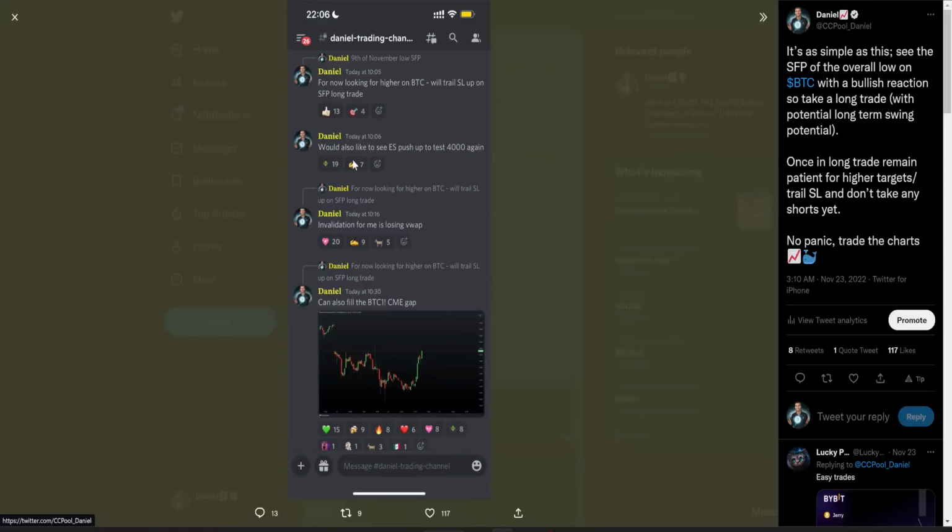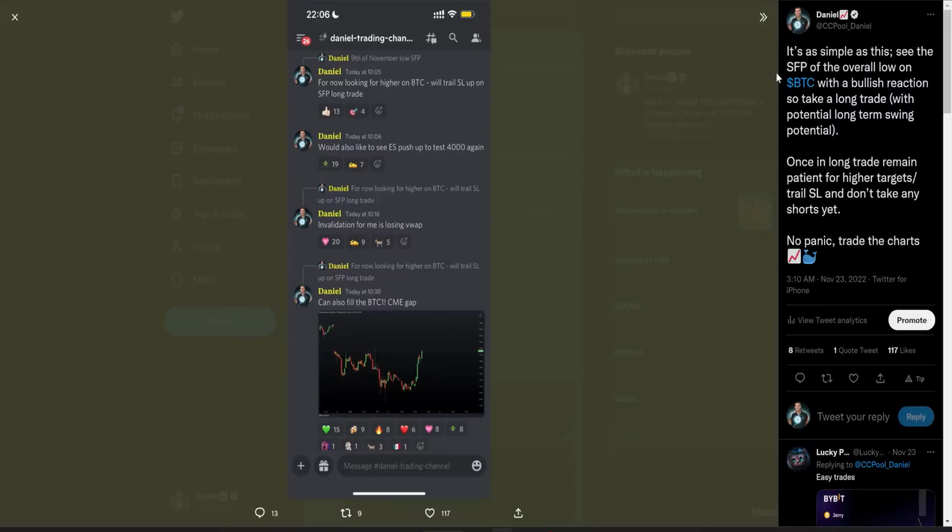At the time, this was obviously a few days ago when I was posting this, ES was still trading below 4,000. I was saying, well, I also want to see ES push up here, which is likely going to lead to a bit of a Bitcoin rally, seeing as we have just formed that swing failure pattern. We want to see higher liquidity. Given the invalidation of this trade, e.g. the stop loss now can be moved up to the VWAP. And I also wanted to see Bitcoin pump to fill the CME gap.